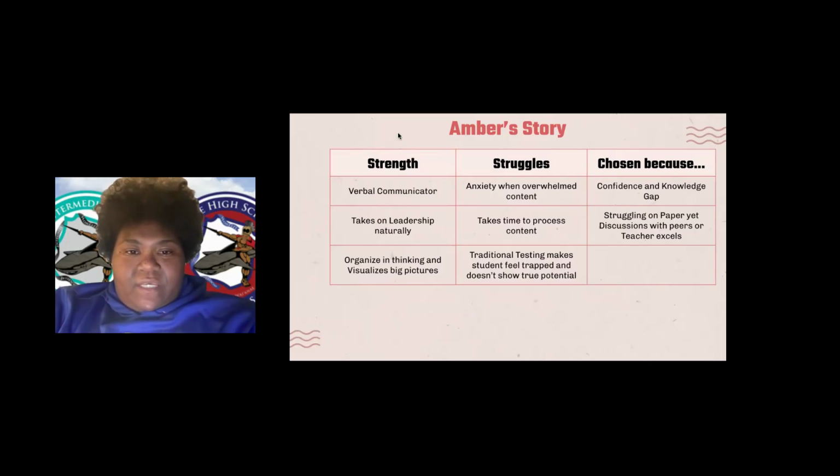So Amber's story is, Amber is a verbal communicator. She takes on leadership naturally, even though at times she may not feel as confident. But when she is confident, she is naturally a leader. And I love the way this girl thinks. She organizes in her thinking and she always sees the big picture, especially with the questions she asks me, the way she wants to organize and making sure she understands everything. She has that strength to really make sure she knows what she needs to do and her task.